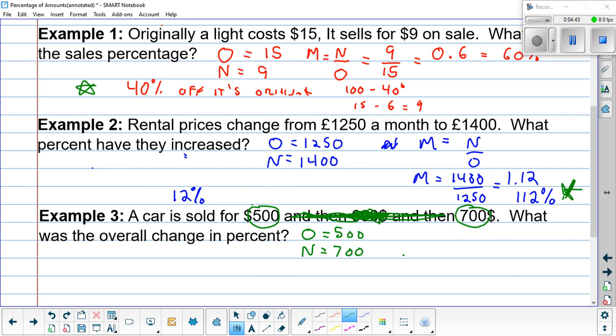So M is N over O, which is 700 over 500, which is 7 over 5, or 14 over 10. So that's 1.4, which is 40% change. Okay. So that's the percentage change.